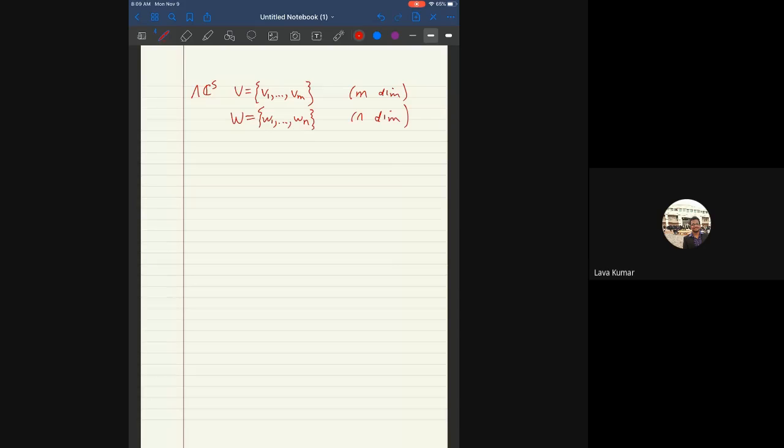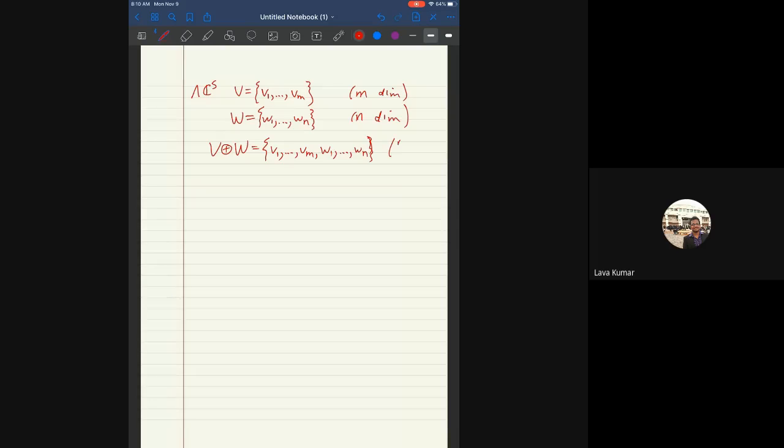Then 2 important operations, which I've been using before but which it's worth pausing to define here: I can take the direct sum of these 2 vector spaces. By that, I mean the new vector space whose basis is just the union of the previous 2 bases. So the new basis elements are just v1 through vm and w1 through wn.